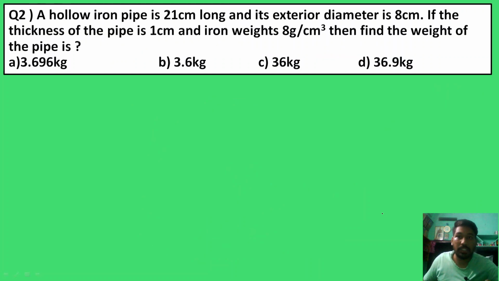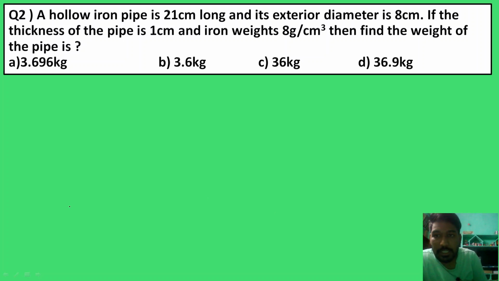So moving on to question number 2. A hollow iron pipe is 21 centimeters long and its exterior diameter is 8 centimeters. If the thickness of the pipe is 1 centimeter and iron weighs 8 grams per cubic centimeter, find the weight of the pipe. This question we took from mensuration, and mensuration weight questions are asked very repeatedly.